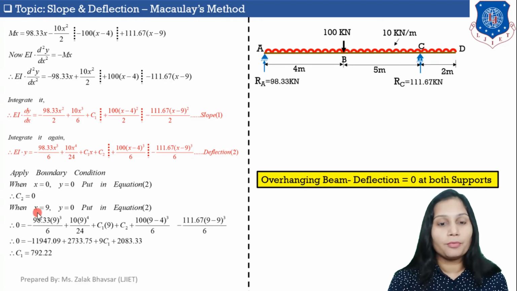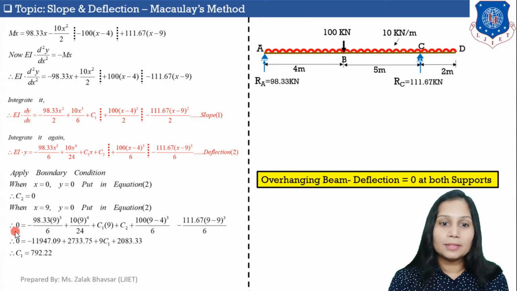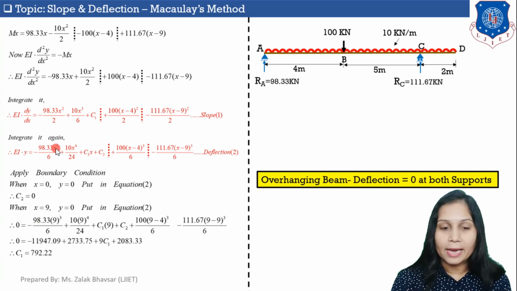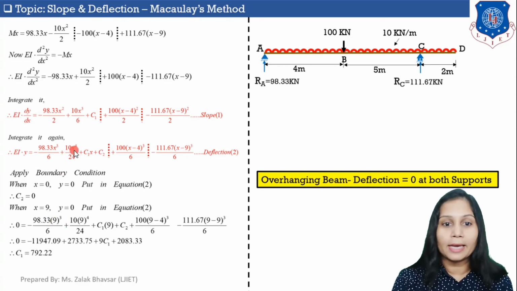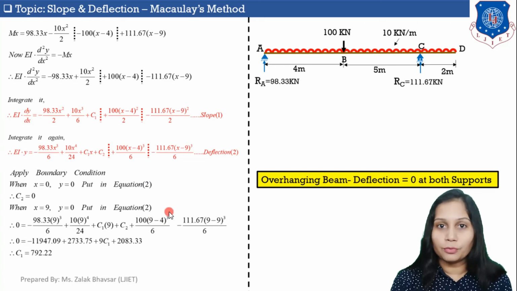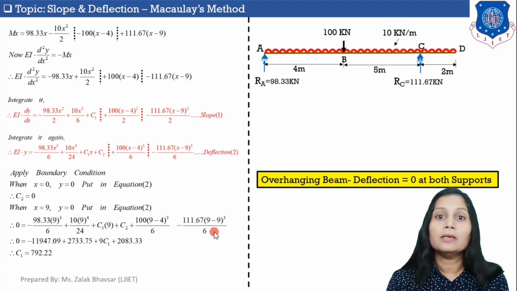So if we put value of x is equal to 9 and y is equal to 0 in second equation, then we will get equation as 0 is equal to minus 98.33. Now I am replacing this x with 9, then 9 cube by 6, plus 10 replacing x with 9, so 9 raised to 4 by 24 plus C1 into 9 plus C2 plus 100 replacing x with 9, so 9 minus 4 cube by 6 minus 111.67 replacing x with 9, so 9 minus 9 cube by 6.